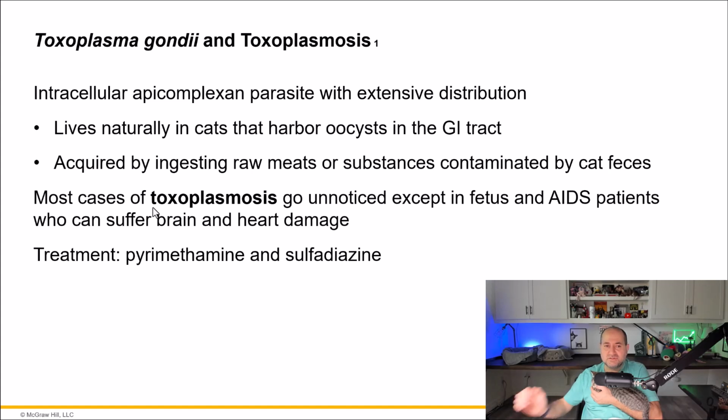Most cases of toxoplasmosis go unnoticed, except in the fetus and in AIDS patients who can suffer brain and heart damage. These are two treatments that you can take for the disease. This is also why, if you happen to be pregnant, they tell expectant mothers not to scoop the cat box, right? Because if your cat were to have this toxoplasma, it could affect their fetus.